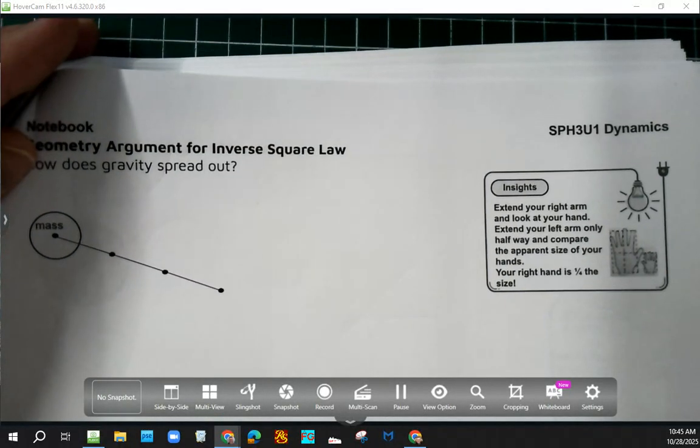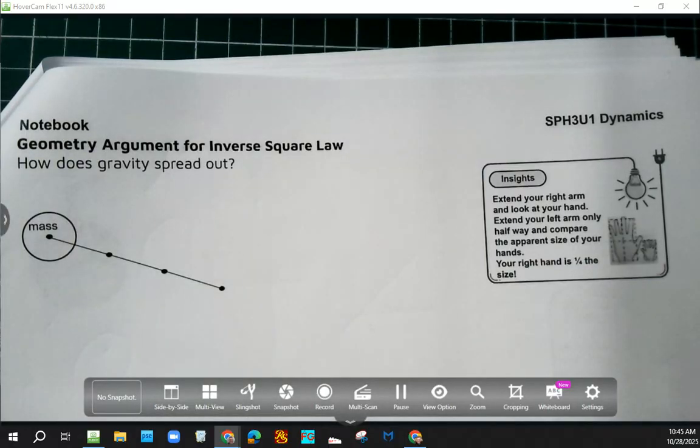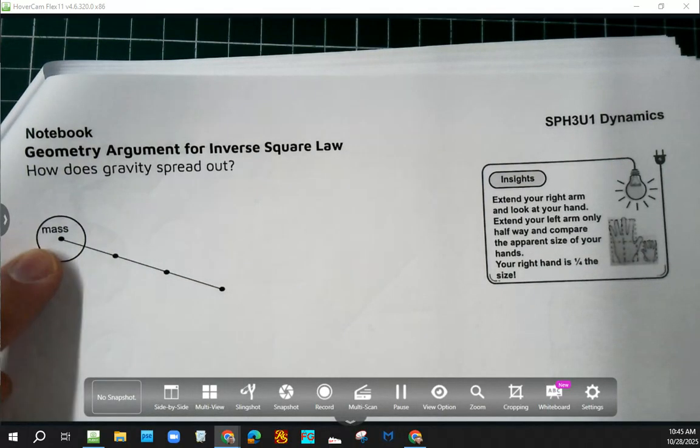All right. So I got this mass. I can tell that it's a mass because it says so. And I don't know. Go figure, right?